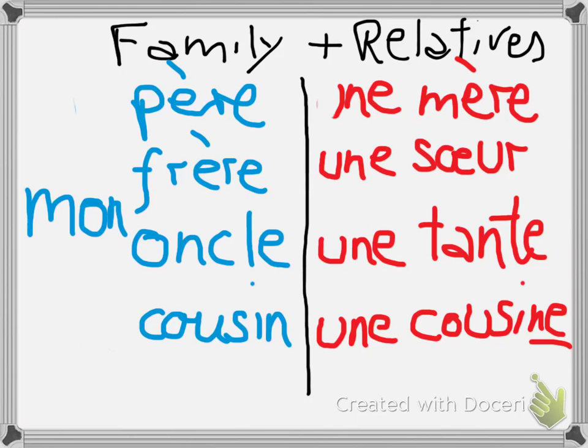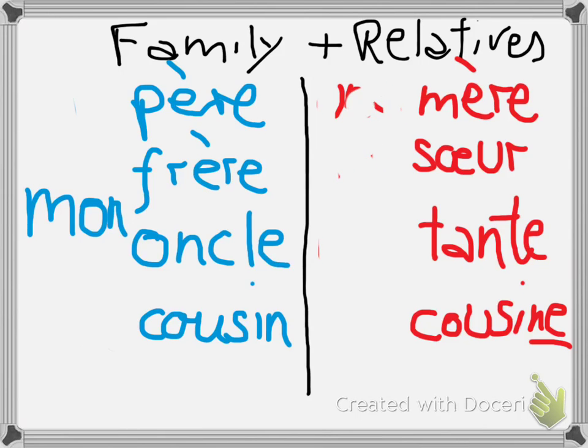And again, to show our relationship with these family members, saying that they are mine, my mother, my sister, my aunt, my cousin, we just replace une with ma. Because all these family members are girls or women.